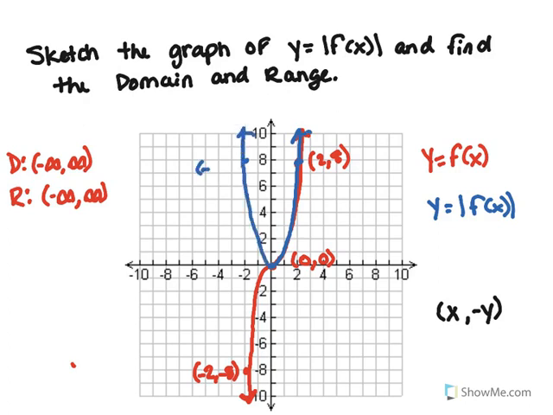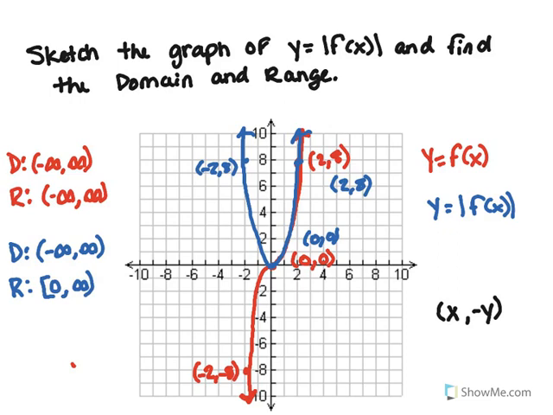And let's relabel our points. We have -2, 8, 0, 0, and 2, 8. I just took all of the pieces that had a negative y coordinate and made it positive. So the new domain is still -infinity to infinity. I'm just looking at that x-axis. What values could I get on the x-axis? And then the range is 0 to infinity, because I cannot go below that x-axis, but the point 0 is included.